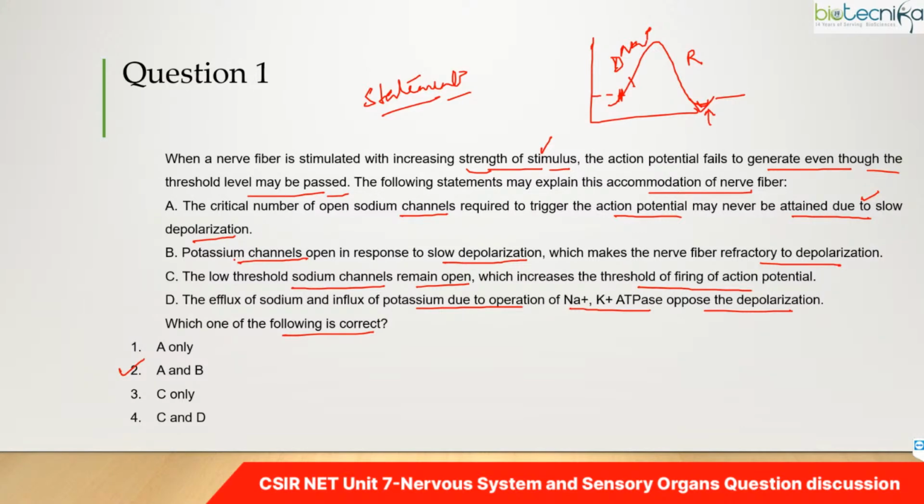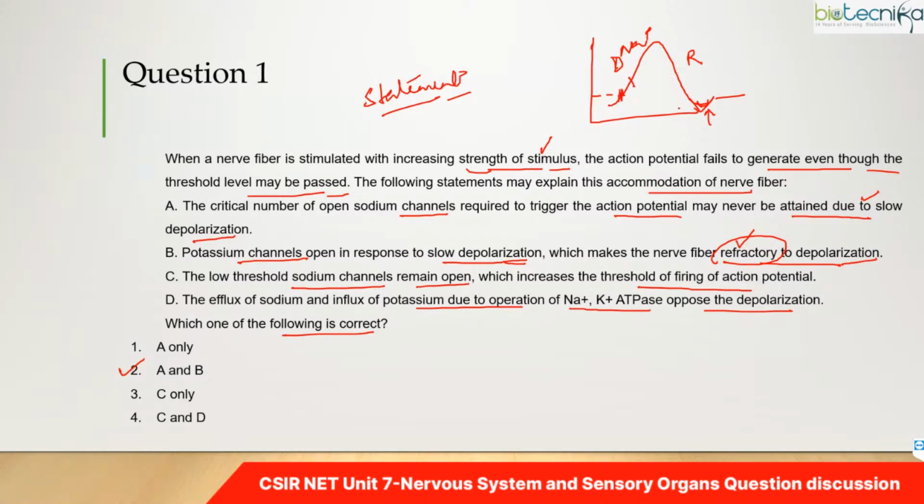And B says potassium channels open in response to slow depolarization, which makes the nerve fiber refractory to depolarization. So what is refractory? Refractory means it is a time period when one action potential is generated, so another cannot be generated. Okay, but here what is happening? Potassium channels have opened up because of this slow depolarization.